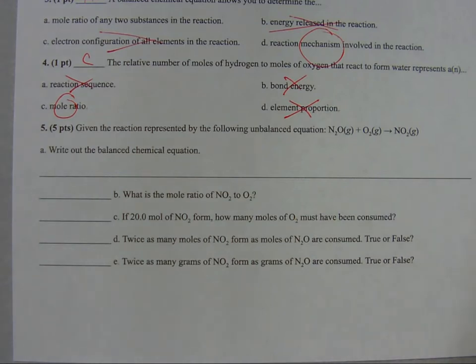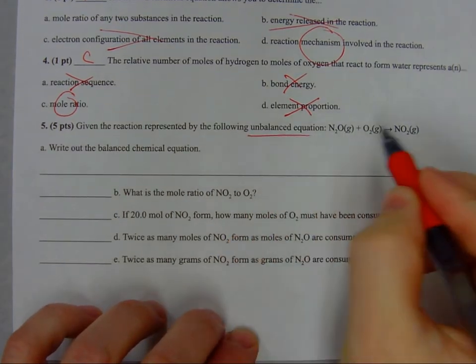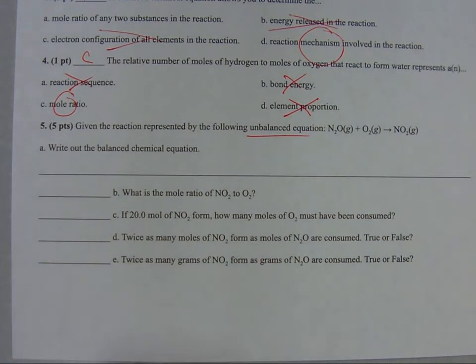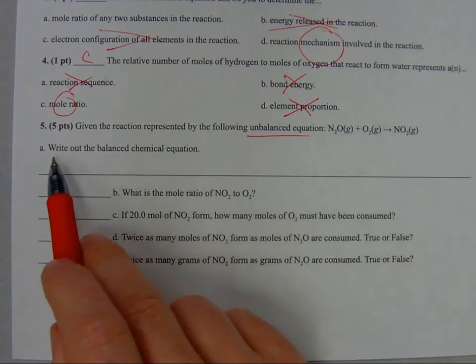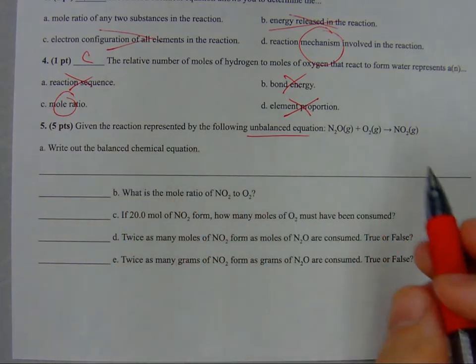Number 5. Given the reaction represented by the following unbalanced equation, I'm actually telling you here that it's unbalanced, but when in doubt, assume it's unbalanced and balance it. If it already is balanced, awesome, all the better. But always assume it's unbalanced so that you make sure it is balanced. But I'm telling you here that it's unbalanced. A, write out the balanced chemical equation.